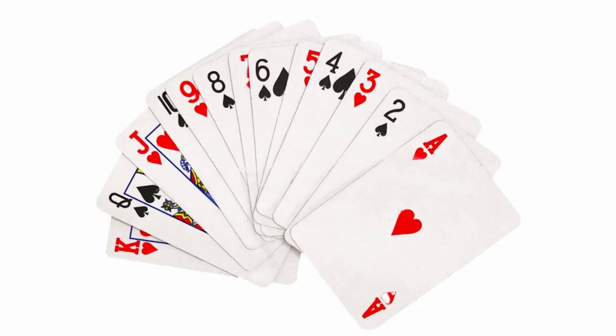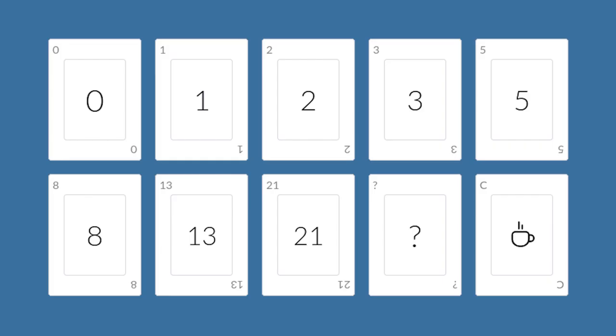If you're familiar with poker cards, you know that they use a Fibonacci sequence. This sequence is a series of numbers in which each number is the sum of the 2 preceding numbers. So for example, we have the numbers starting from 0, the next is 1, 1 plus 0 is 1, 1 plus 1, 2, 2 plus 1, 3, 3 plus 2, 5, 5 plus 3, 8, and so on and so forth.